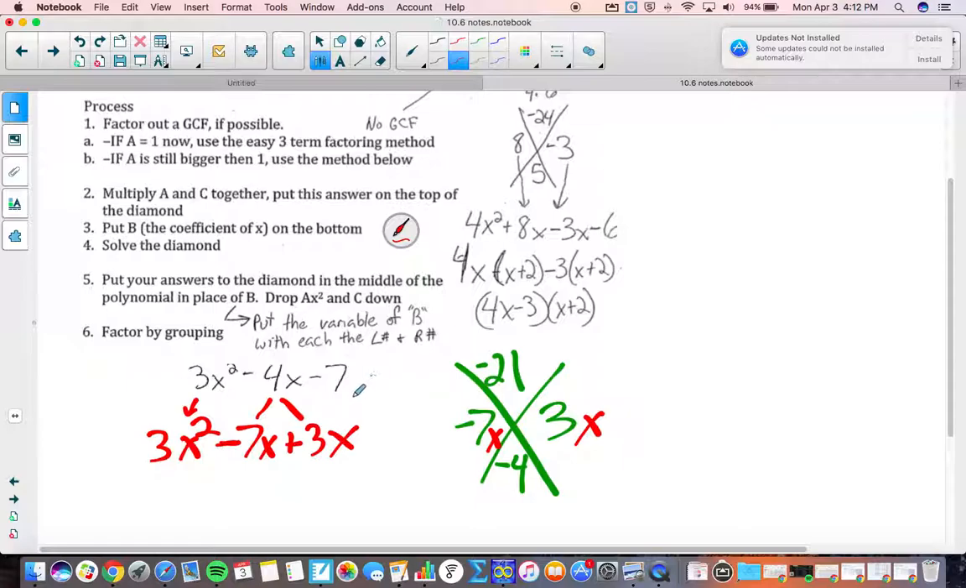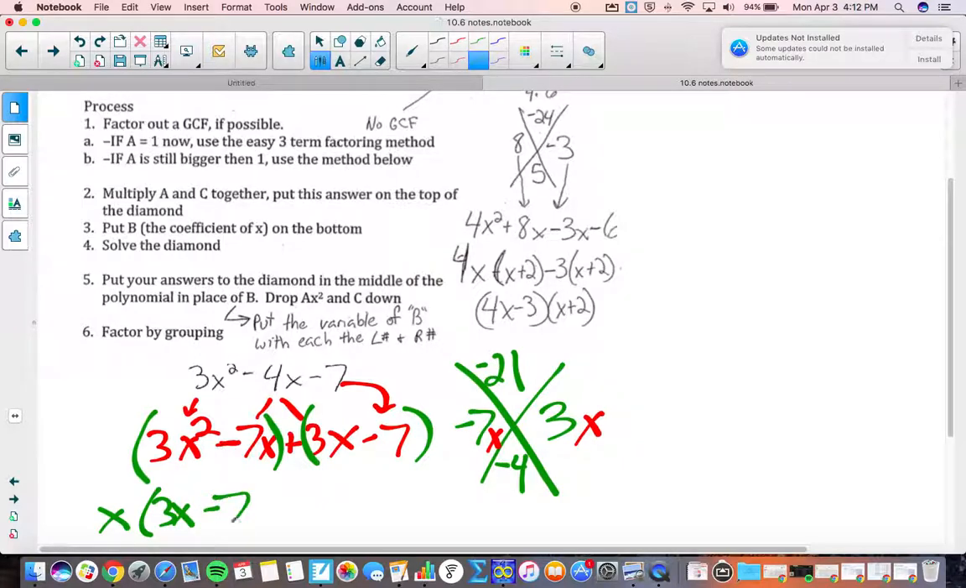And at the end, we need to bring down this last term. So that's minus 7. So now we have 4 terms, so we hug the first 2, hug the last 2, factor out an x out of the first terms, x times 3x minus 7.